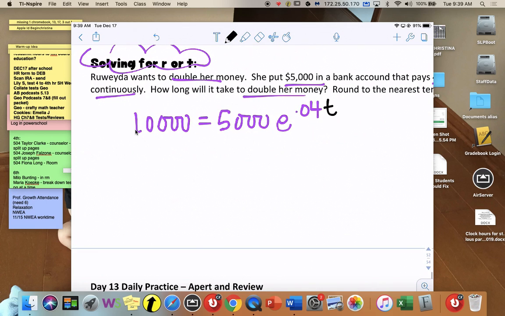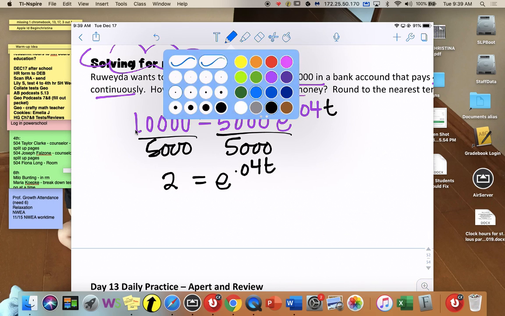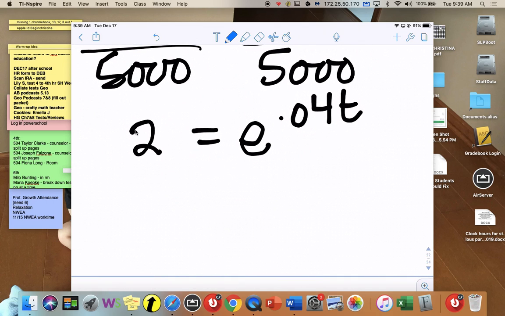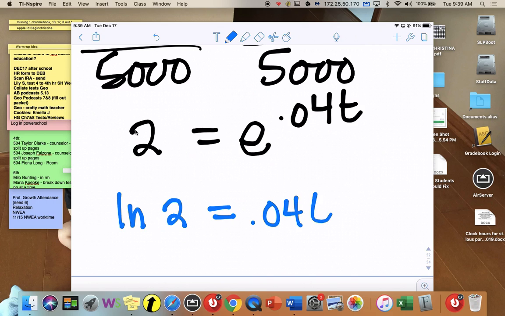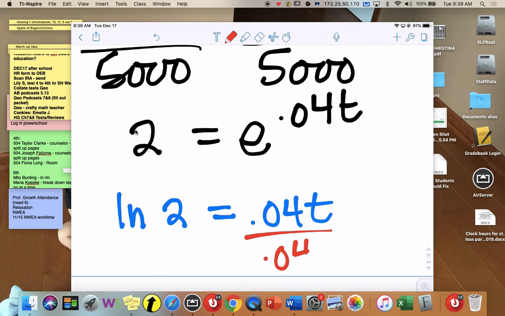All right, so we plug in everything we know. Here's what it looks like. What we want to try to do is get E by itself. So the first step is we'll divide each side by 5,000. So we get 2 equals E to the 0.04t. Okay, now that we have the exponent and we want to get t by itself, this is when we have to log it. If you log both sides with an e, that is the natural log. So we're going to say ln of 2 equals, and taking the natural log brings down the exponent, so 0.04t. Okay, so we'll natural log both sides. And then our last step will divide by 0.04.